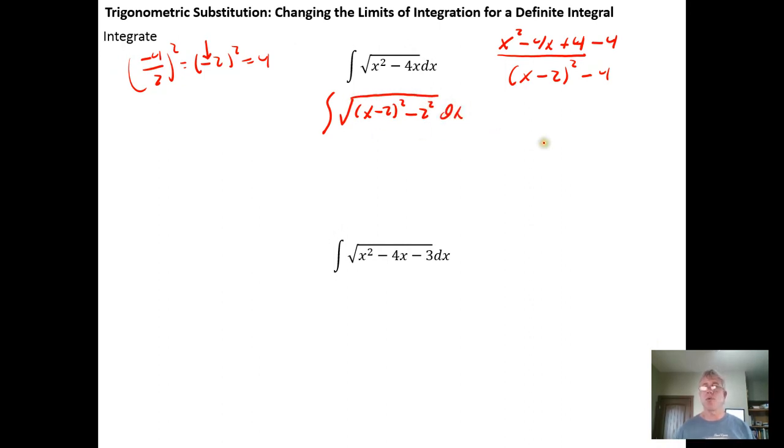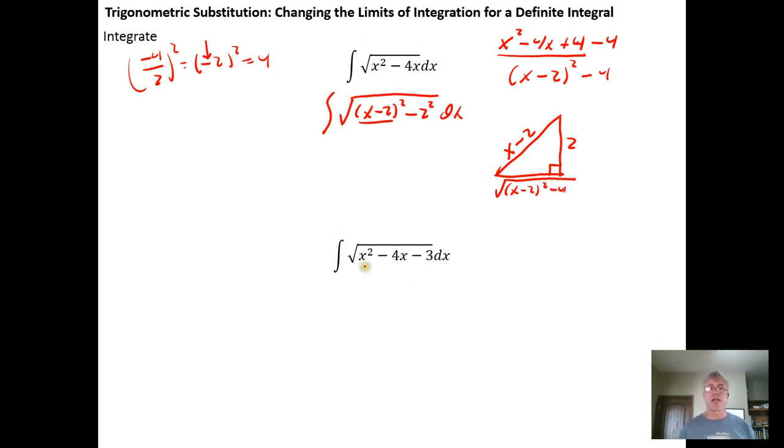And now I do have a form that will allow me to set up a right triangle. This is a difference of two squares. So the side that isn't, the length that isn't being subtracted has to be the hypotenuse. So we get x minus 2 on the hypotenuse. 2 is going to be the length of one of the two sides. It's your choice where to label it. And the square root of that whole mess, the square root of the x minus 2 squared minus 4, is going to be the length of the other side.